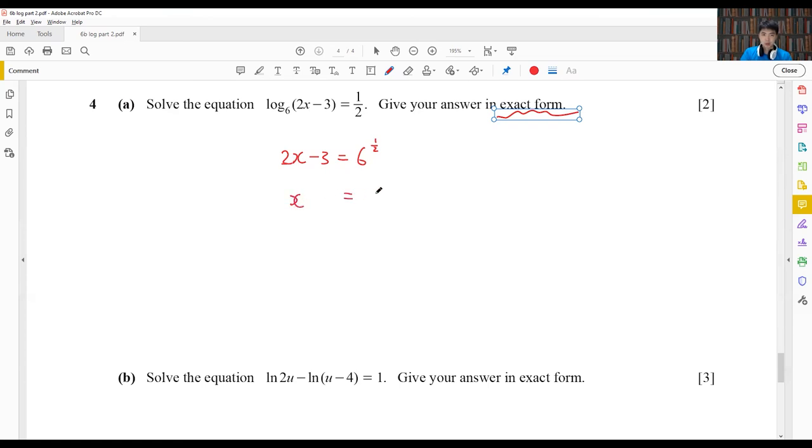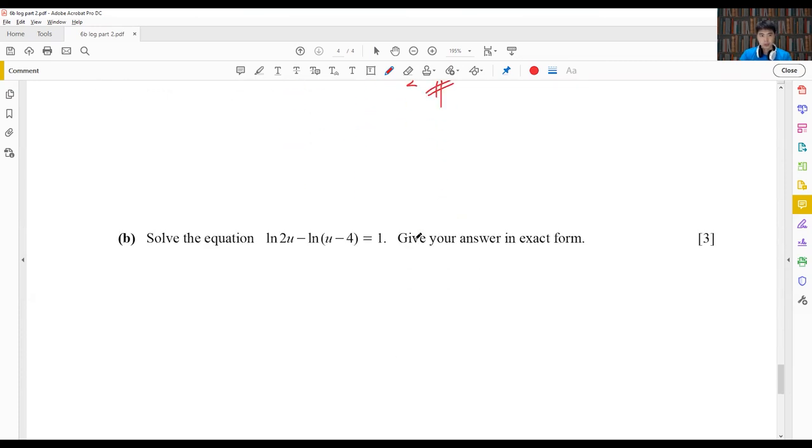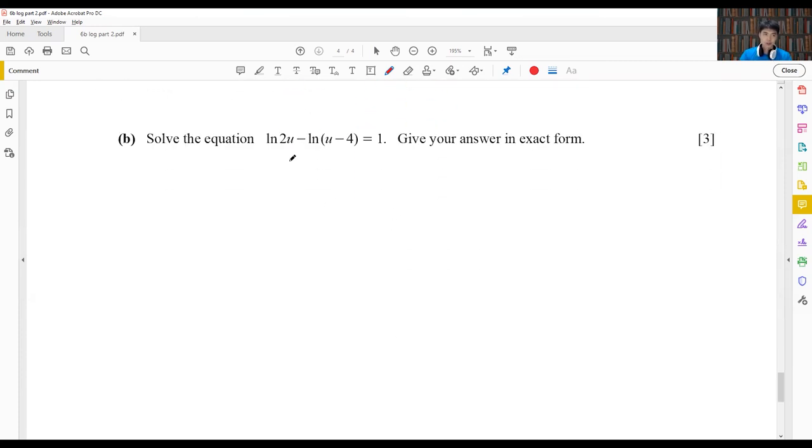X is equals to square root of 6, first you bring the 3 over, plus 3, and then you bring the 2 over, divided by 2. And this will be your answer here. This is the exact form. Done for this question. One last question.